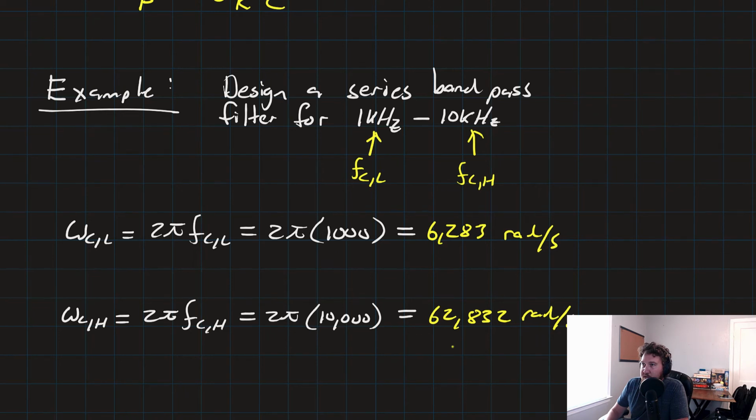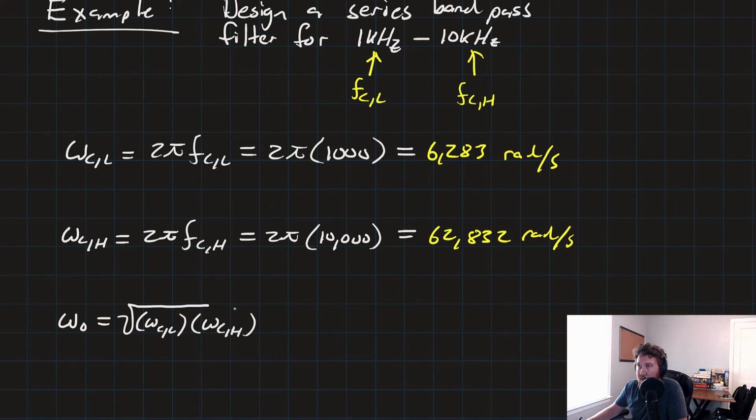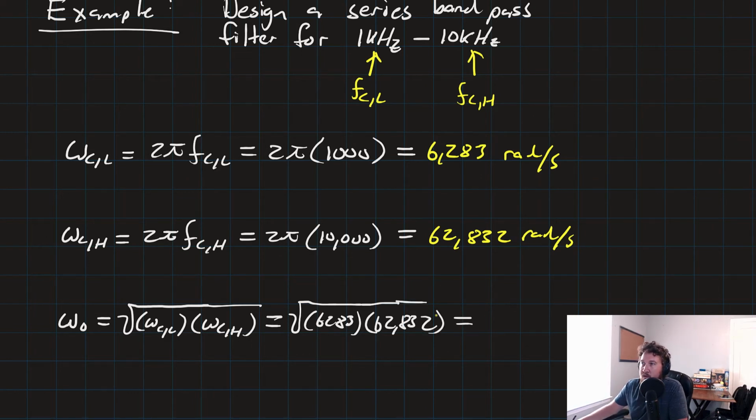So there's our first step. The next thing we can calculate directly is our center frequency. Remember that omega naught is just equal to the geometric mean, so the square root of omega CL times omega CH. So that's going to be equal to the square root of 6,283 times 62,832. And that's going to be equal to 19,869 radians per second. So that's going to be our center frequency in radians per second.